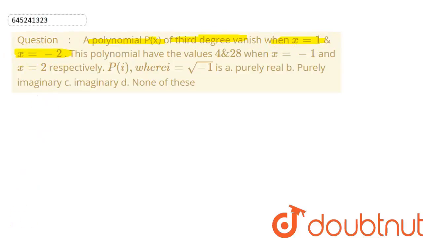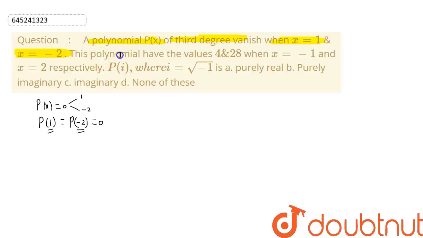minus 2. So here we are given the polynomial p of x and it is given that this p of x vanishes when x is equal to 1 and minus 2. So we are given that p of 1 is equal to p of minus 2 is equal to 0. Now since this polynomial vanishes at x is equal to 1 and x is equal to minus 2, so we can say that x is equal to 1 and x is equal to minus 2 are the two roots of this polynomial p of x is equal to 0. So this polynomial has two roots as 1 and minus 2.